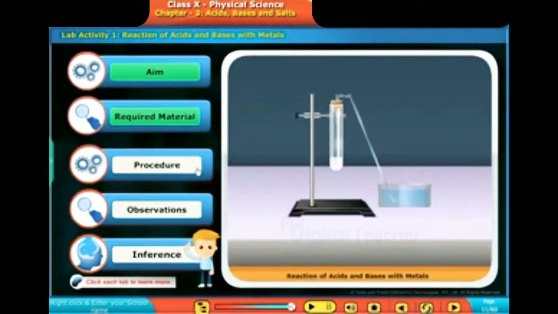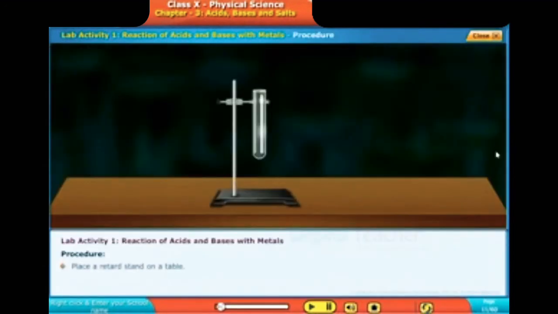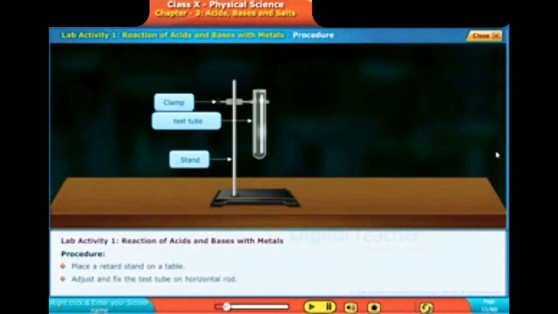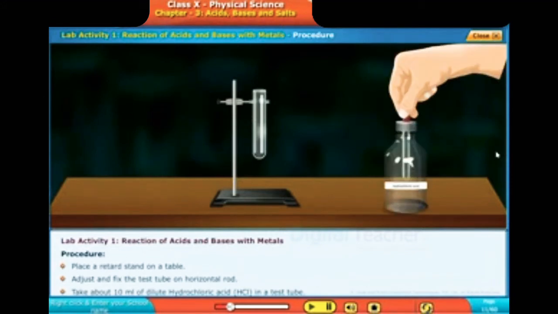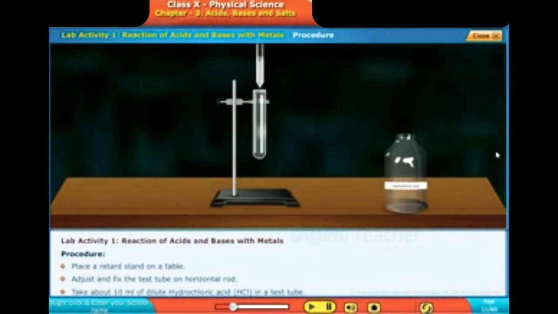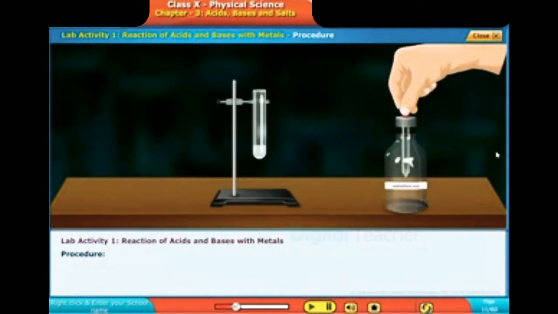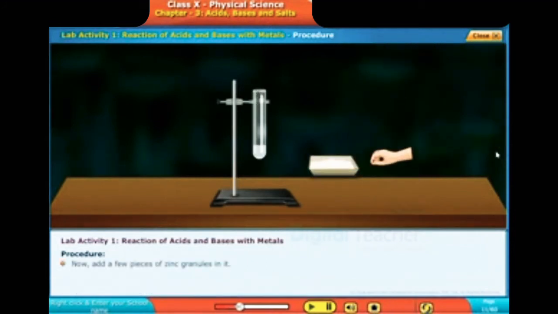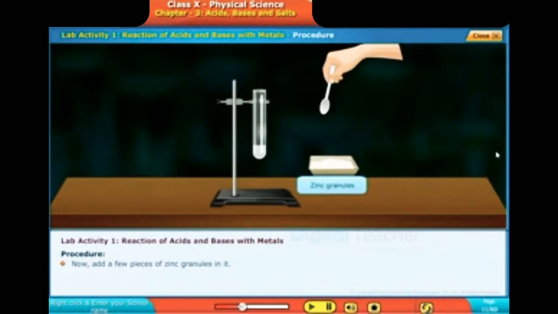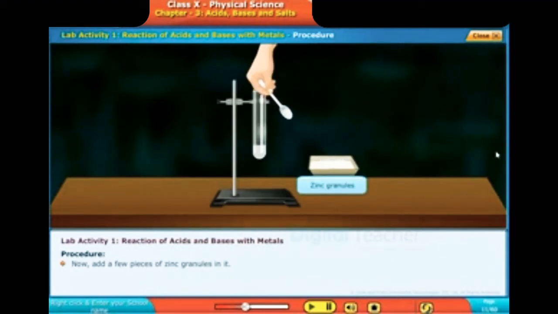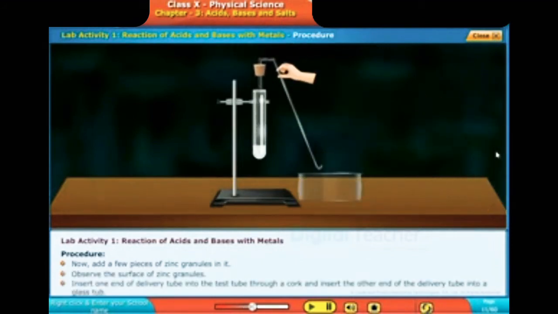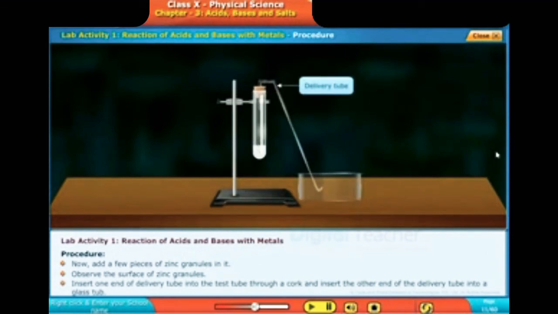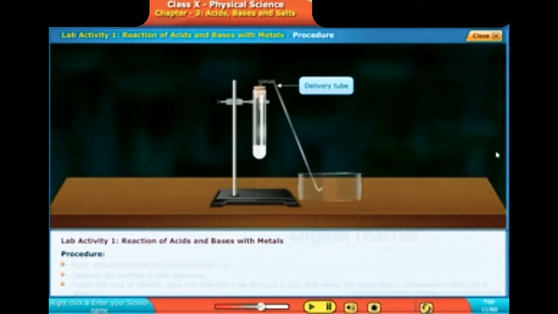Now let us follow the procedure to perform this activity. Place a retort stand on a table. Adjust and fix the test tube on the horizontal rod. Take about 10 ml of dilute hydrochloric acid, HCl, in a test tube. Now add a few pieces of zinc granules to it. Observe the surface of the zinc granules. Insert one end of the delivery tube into the test tube through a cork and the other end into a glass tub.